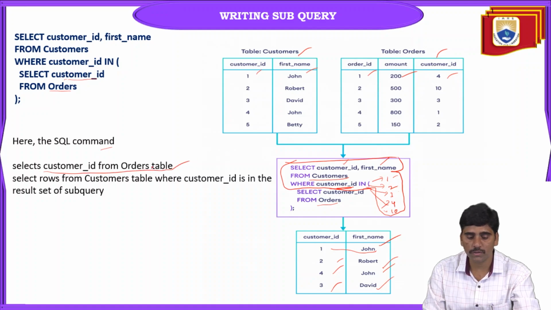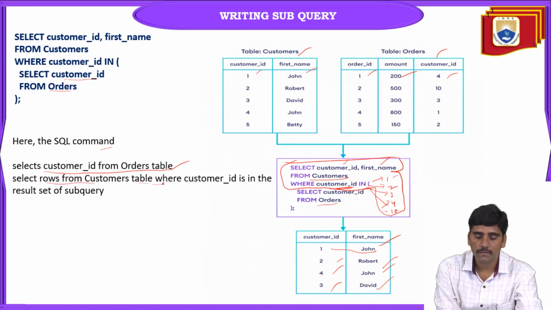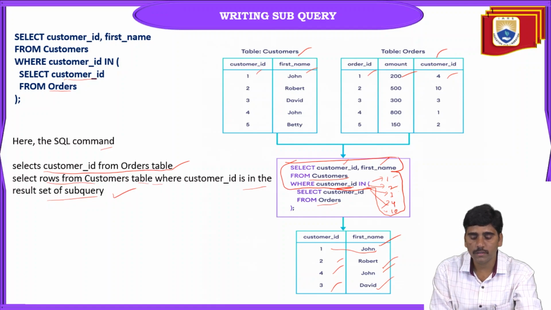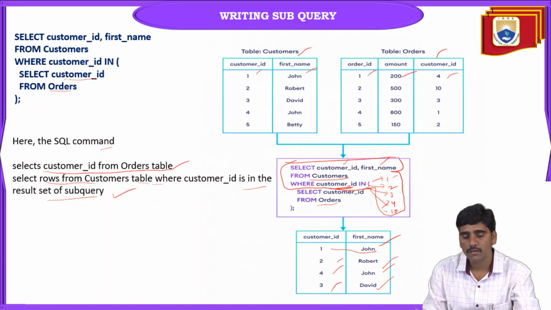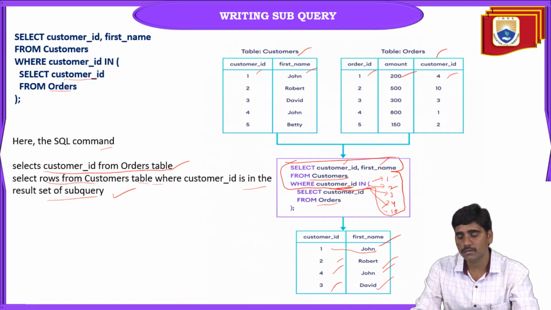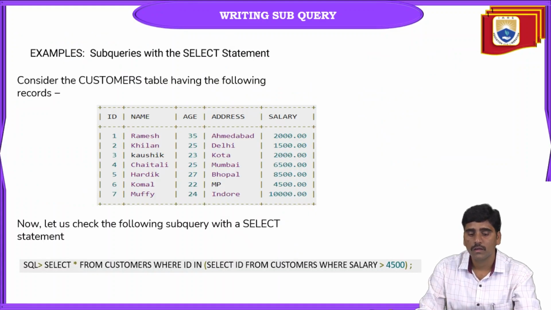execution. So here the SQL command selects customer from the orders table. So it selects rows from the customer table where customer ID is in the result set of the subquery. So this is the way you can write the subquery, and you can understand the subquery as executing as a main query.